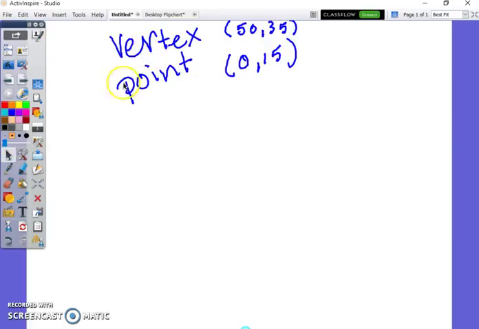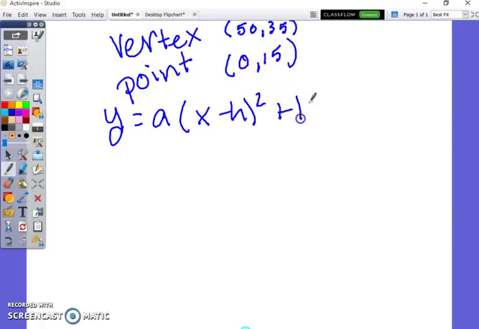Alright, so we have a vertex and we have a point. How can we use that to find an equation? Okay, plug it into vertex form. So vertex form is y equals a(x minus h) squared plus k. Okay, so what do I know?